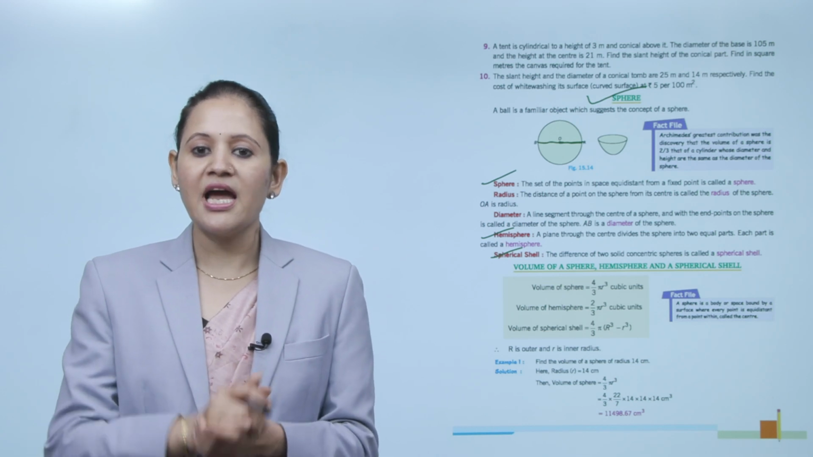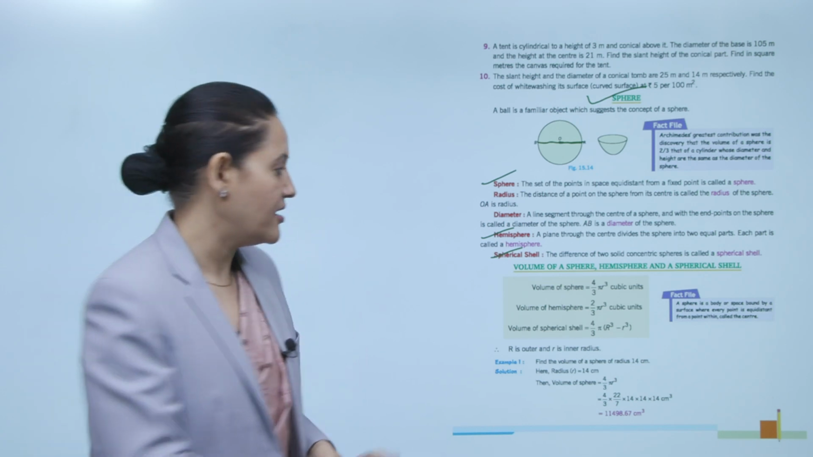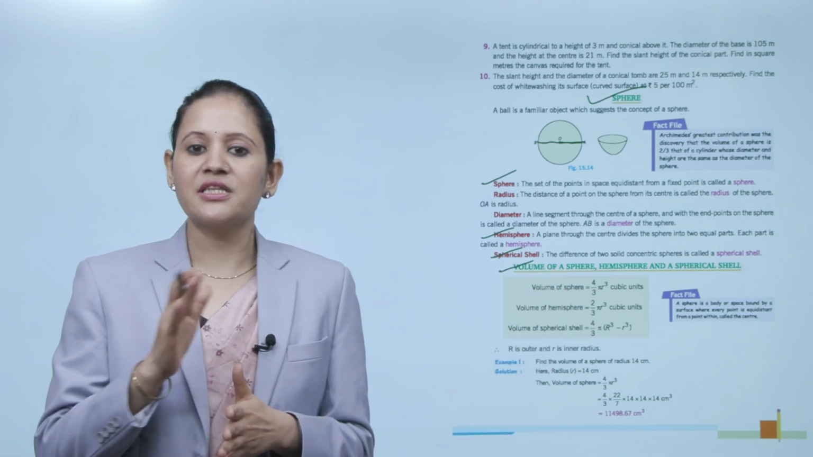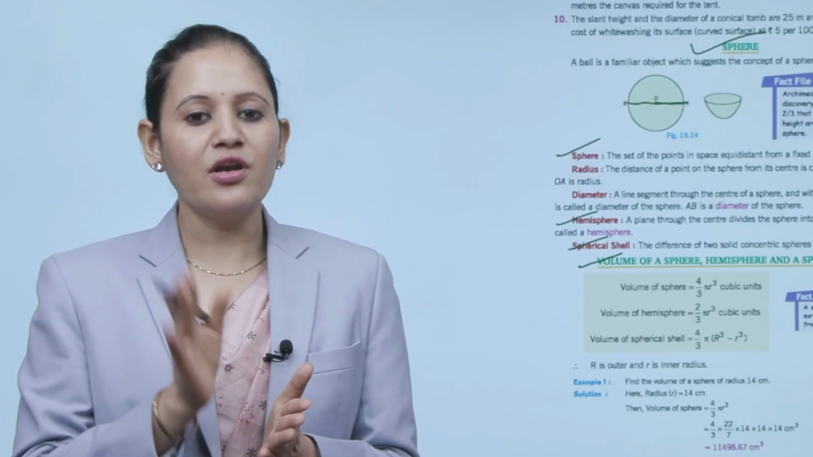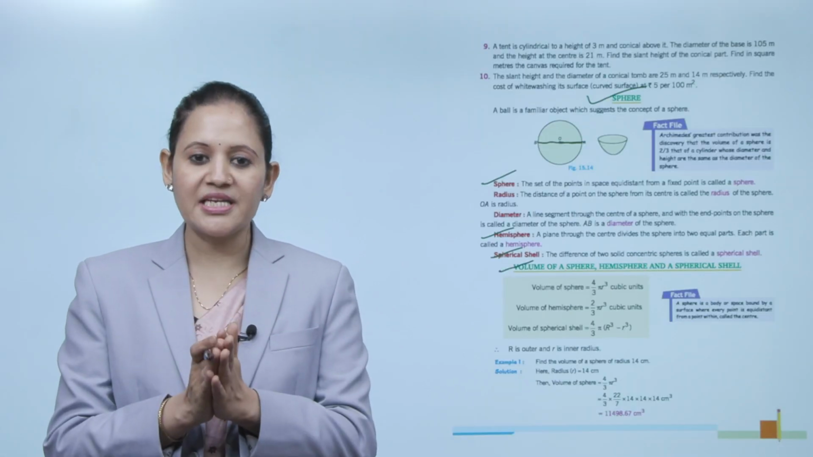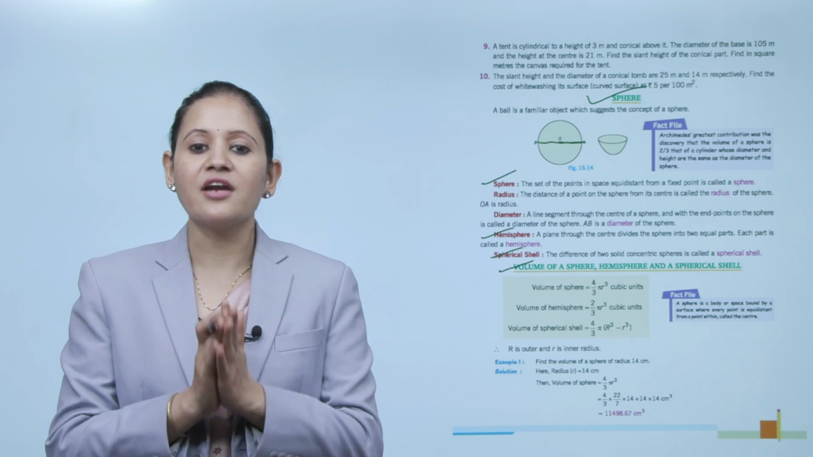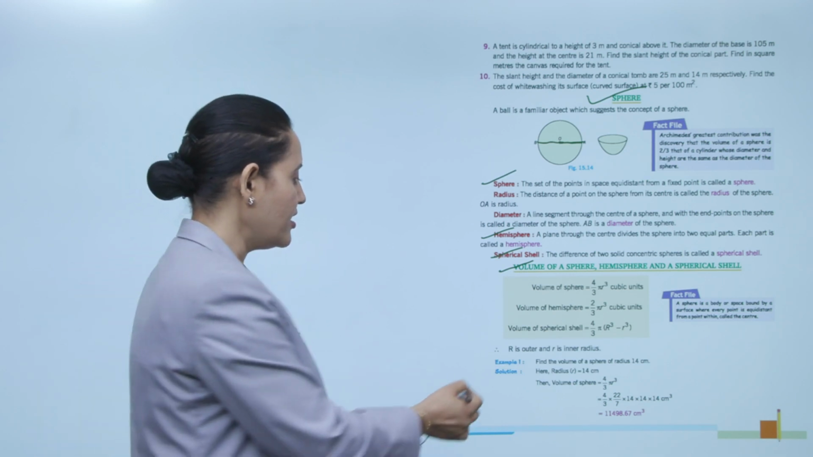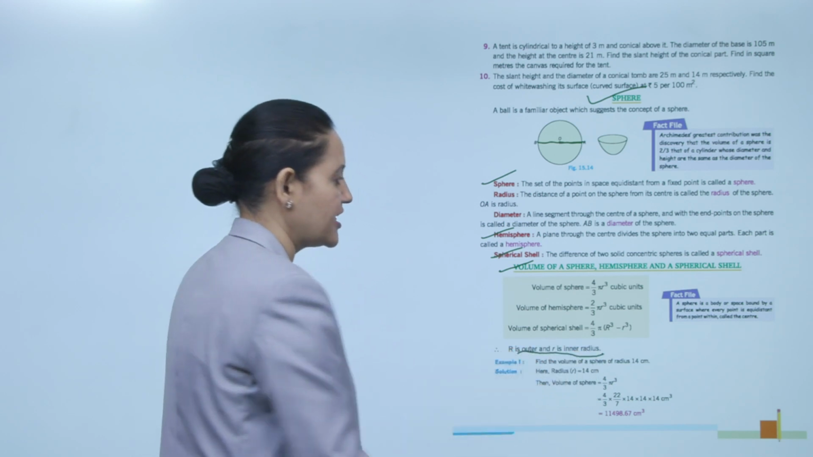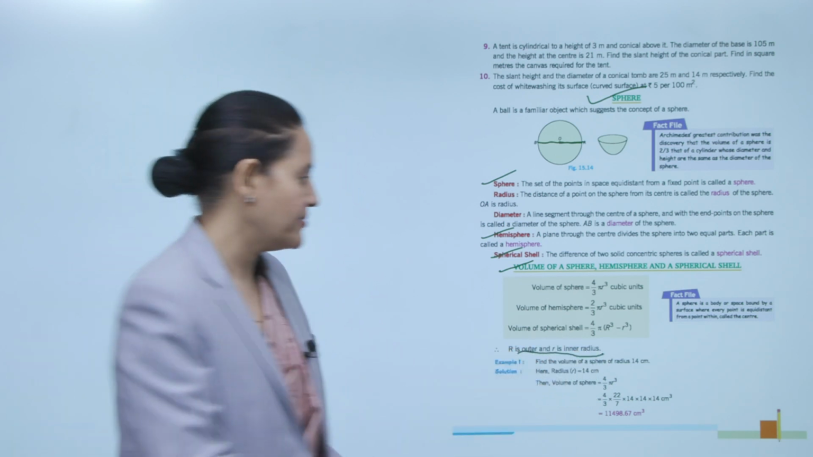Volume of the sphere, hemisphere and the spherical shell. Volume of sphere is 4/3 pi r cube cubic unit. Volume of hemisphere is 2/3 pi r cube cubic unit. Volume of spherical shell is 4/3 pi (R cube minus r cube). Here capital R is the outer radius and small r is the inner radius. Clear? Fact file.